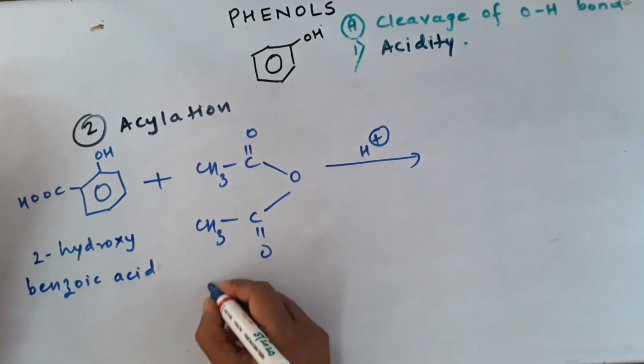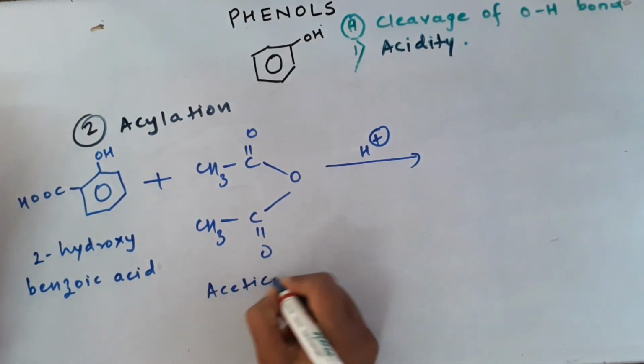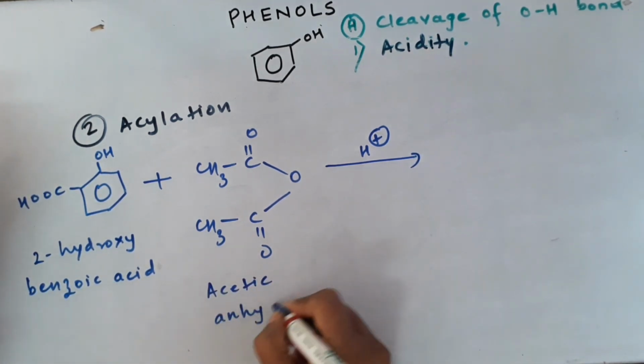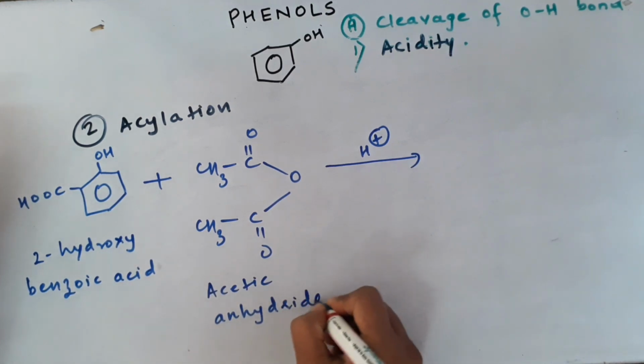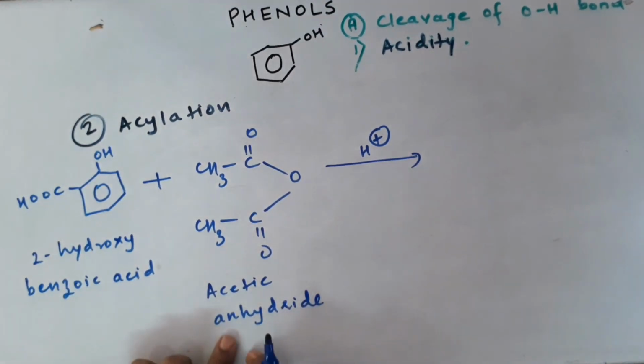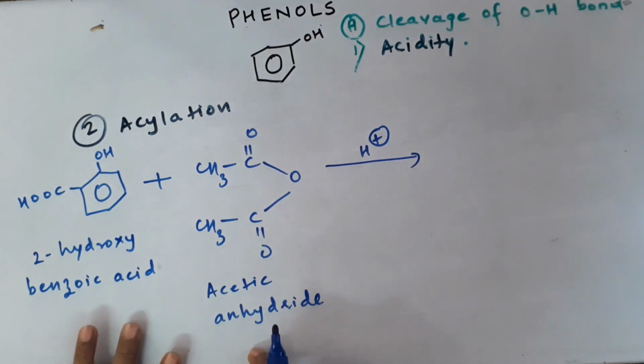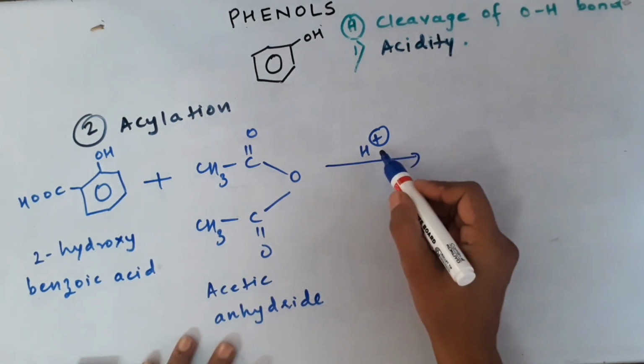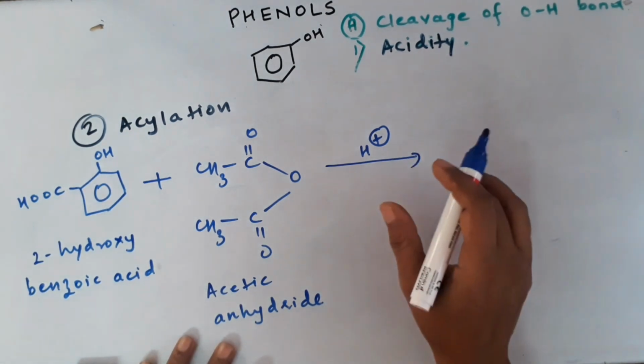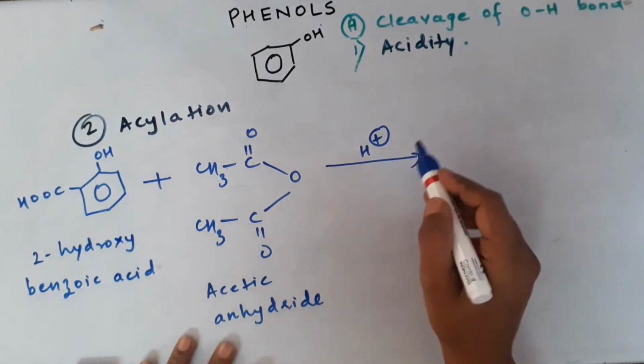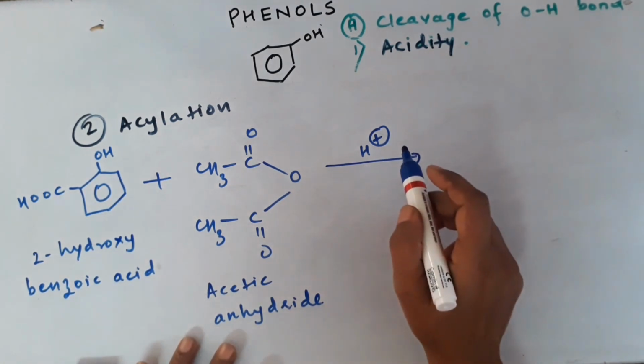So acylation will take place, and the reagent is now acetic anhydride. It is also one of the best acetylating agents, like acyl chloride we had used. In industry we are going to use this acetic anhydride, and the catalyst chosen here is concentrated H2SO4. Whenever you write H plus, it should be understood as H2SO4.